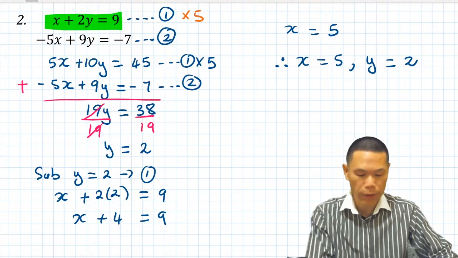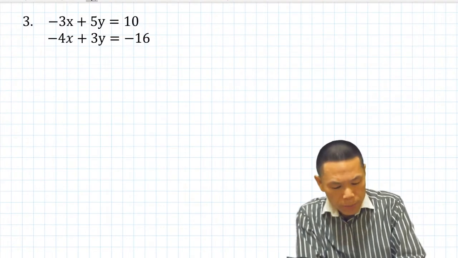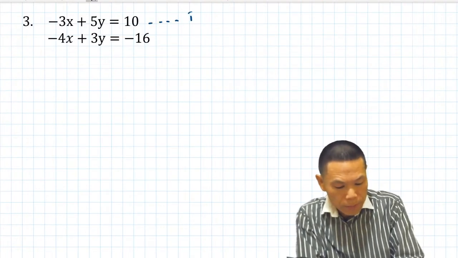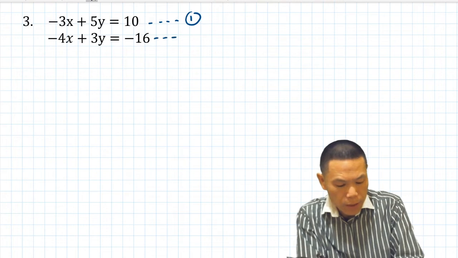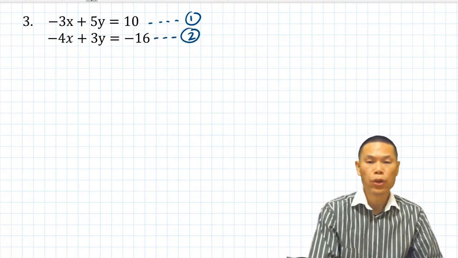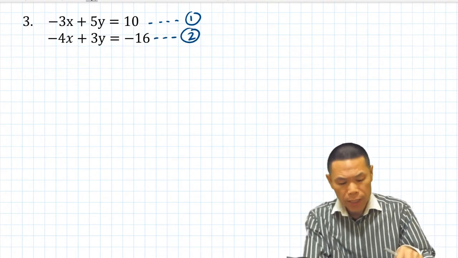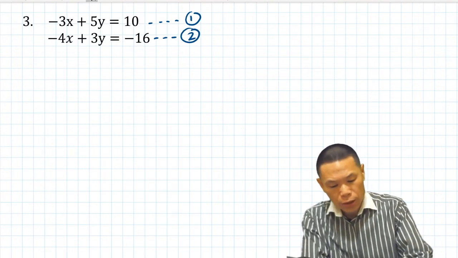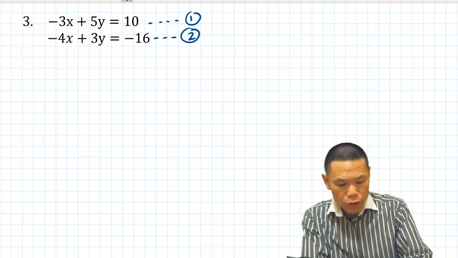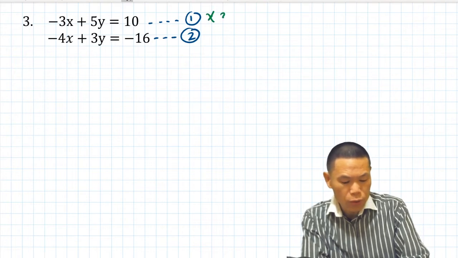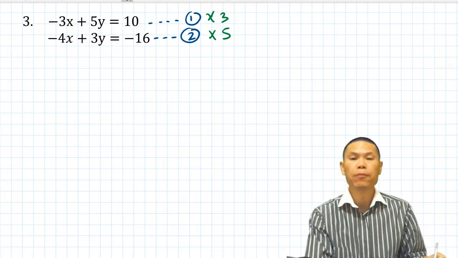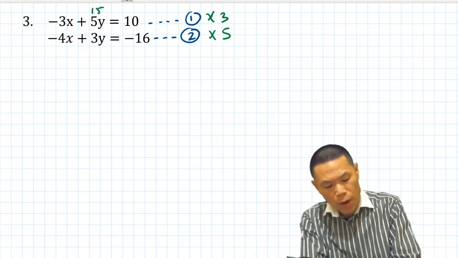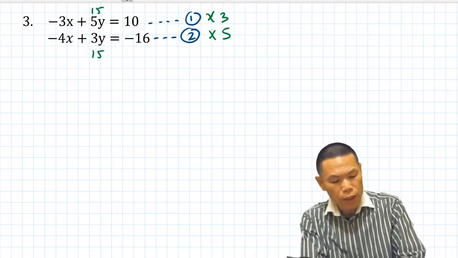Let's move on to the next one. Let's name this equation number 1 first, and this is equation number 2. You can either eliminate y or eliminate x. If you eliminate y, you must times the first equation by 3 and the second equation by 5, so that you have 15y and 15y here, of course.